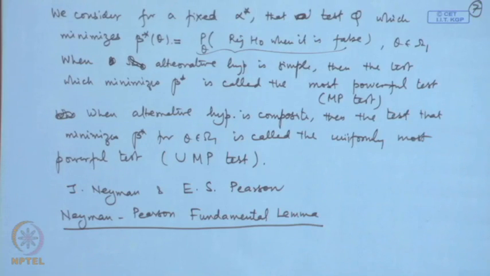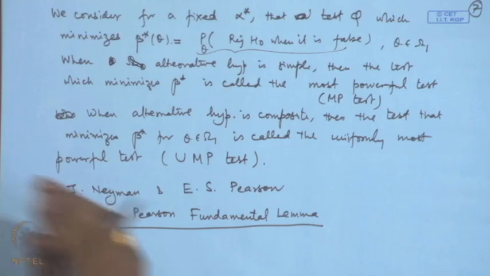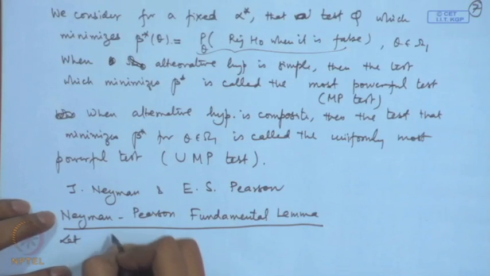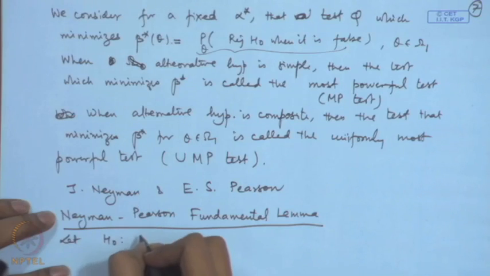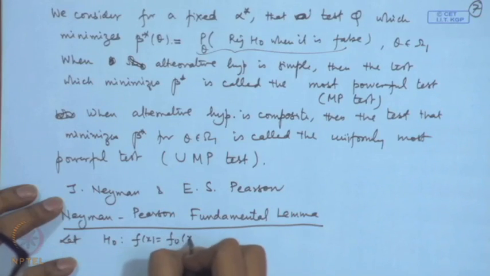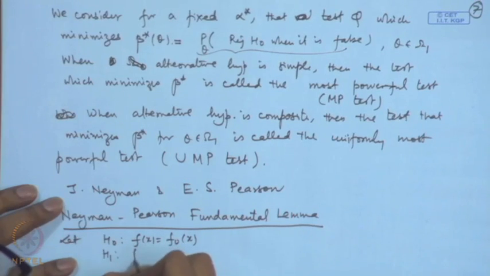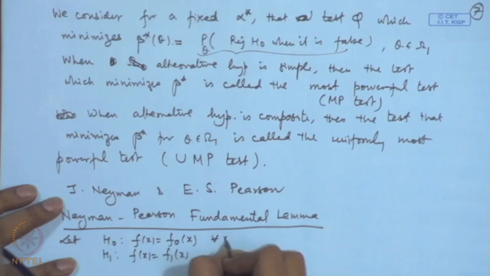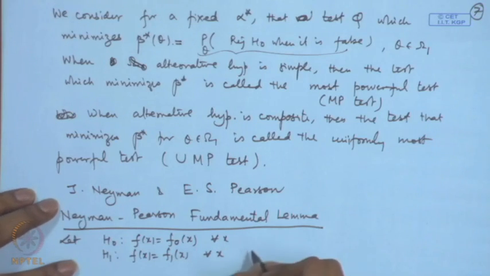Let me introduce the main part of the Neyman-Pearson lemma. So, let us consider the hypothesis H naught: f of x is equal to f naught of x, against H 1: f of x is equal to f 1 of x. Of course, this means we are asking whether the density is f naught or the density is f 1. So, this is the testing problem.